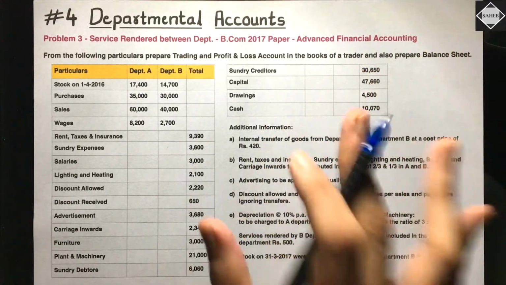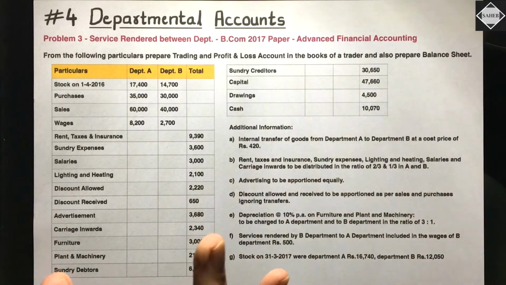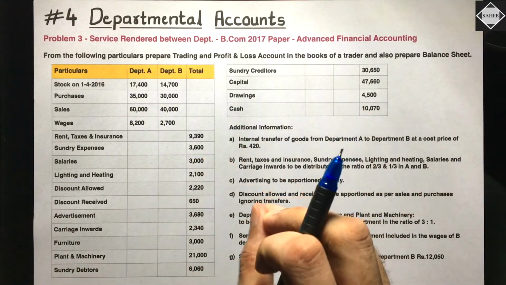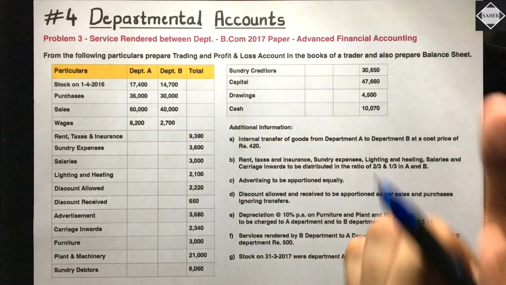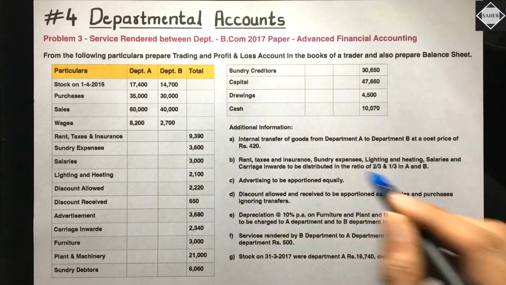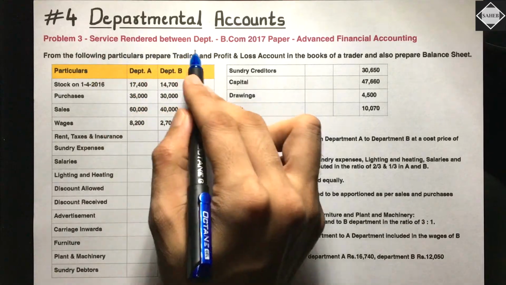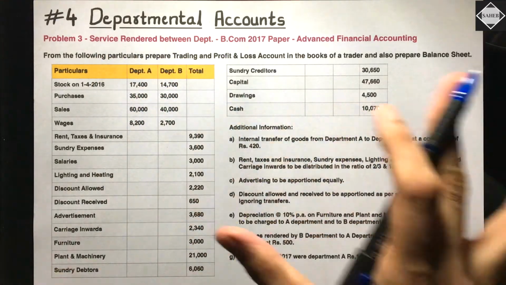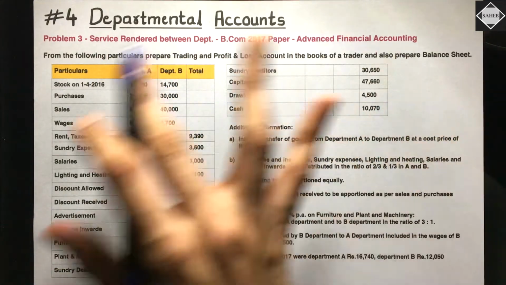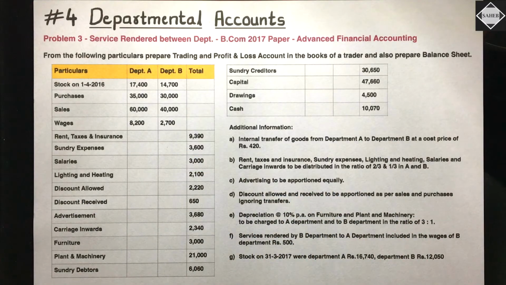So this is a complicated question that you have to understand properly, because here they have asked trading and profit and loss account and balance sheet, and then there are some interesting adjustments like service rendered between the departments. Okay, so we'll read everything and analyze this question, and then we'll see the solution, right?